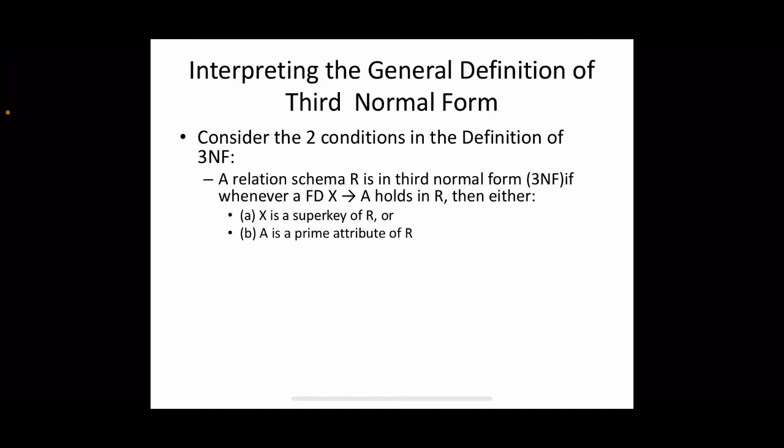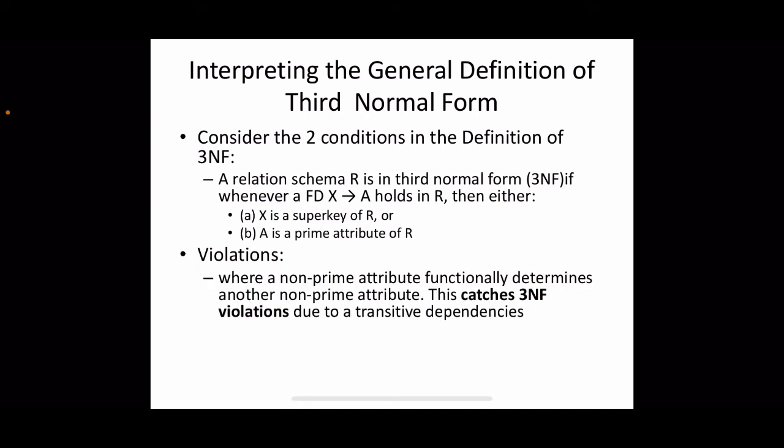So this happens because of two different types of problematic functional dependencies. If those functional dependencies are there, then the corresponding relational schema will not be in third normal form. First thing is that a non-prime attribute functionally determines another non-prime attribute. In that case, this condition will be violated, right? So this catches third normal form violation due to some sort of transitive dependency.